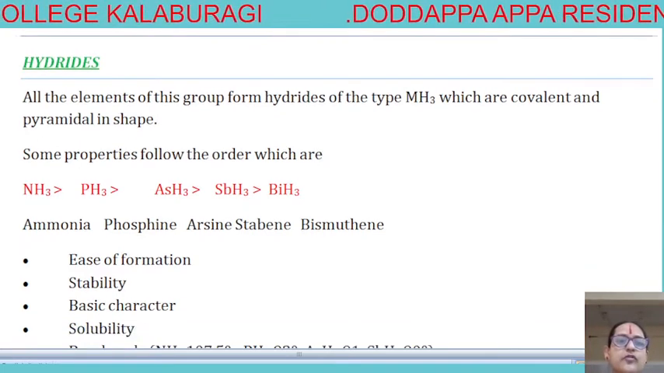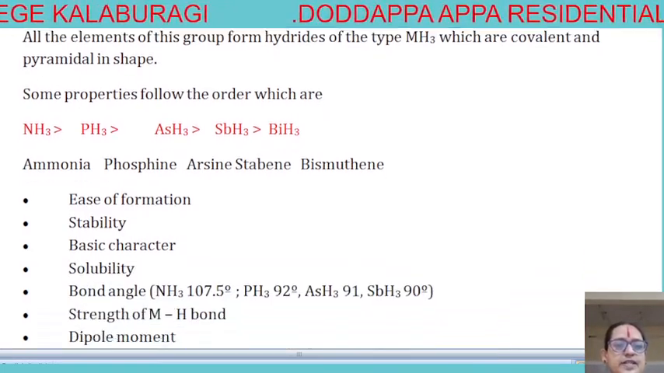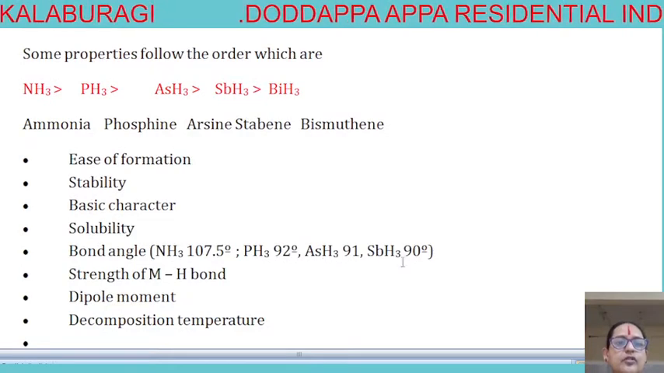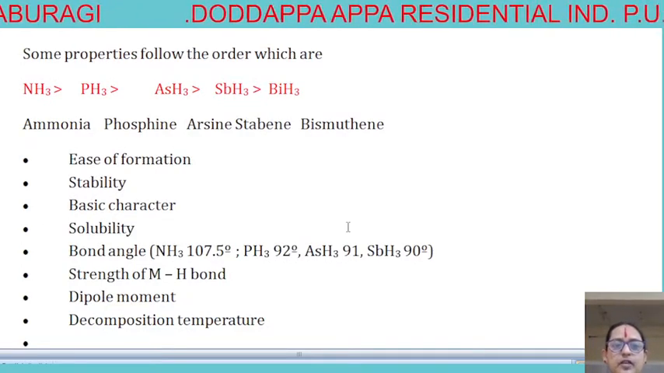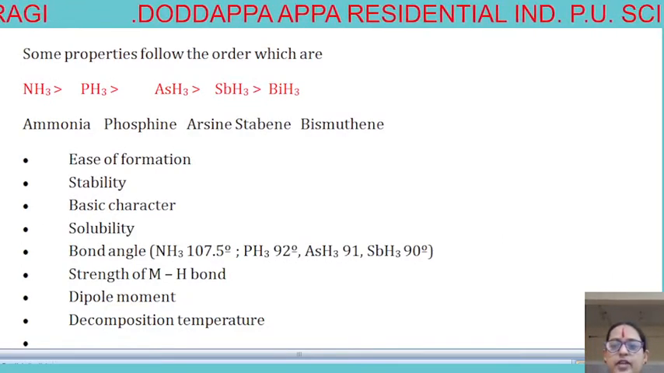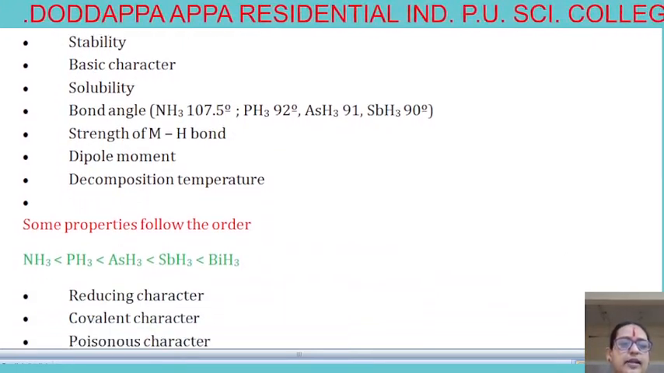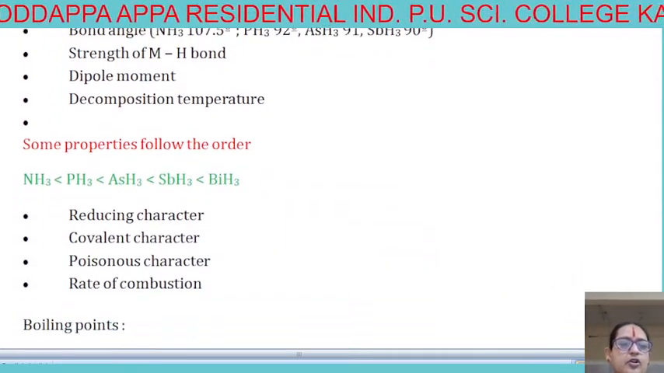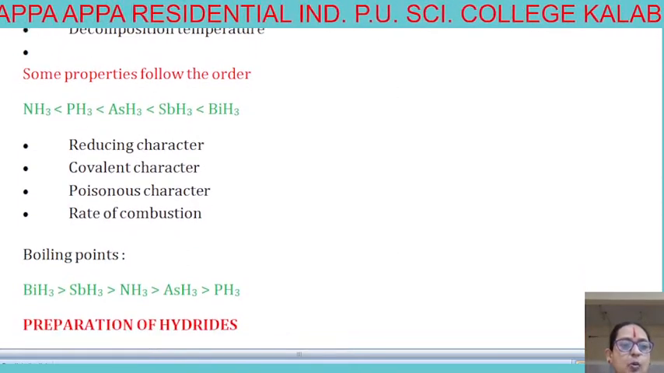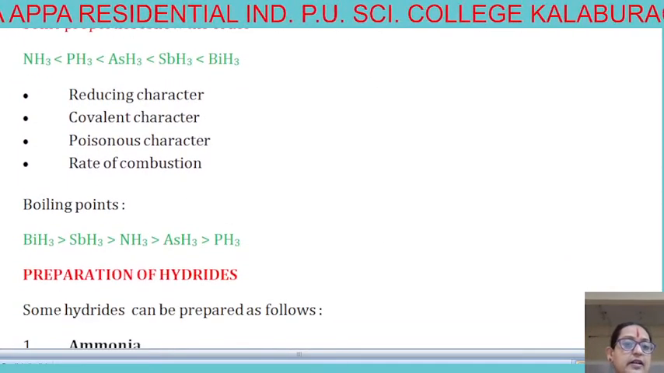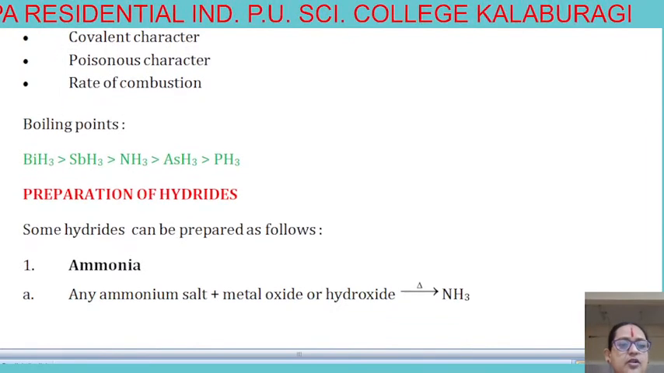And compounds of nitrogen, we have hydrides. This is the order of formation of hydrides. Then we have to study their formation, stability, basic character, solubility, bond angle, then the order of hydrides, reducing character, covalent character, and the poisonous character. One by one we are studying all this.